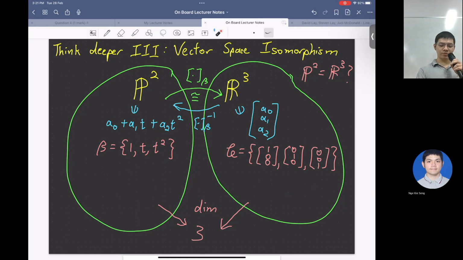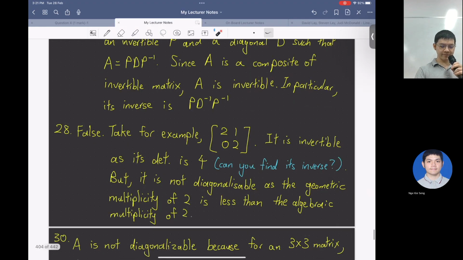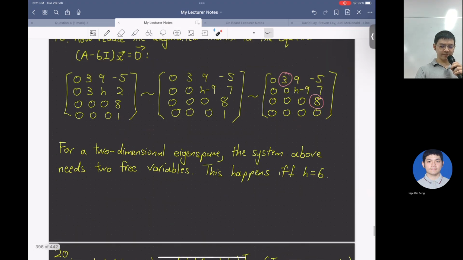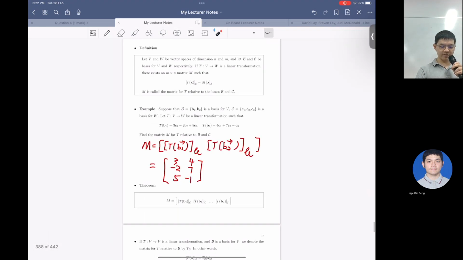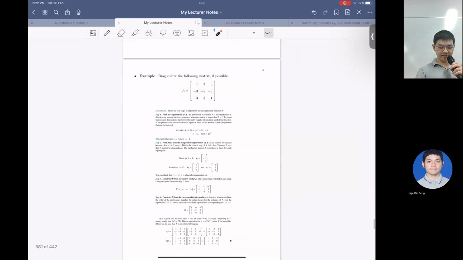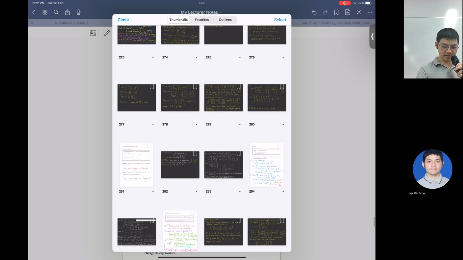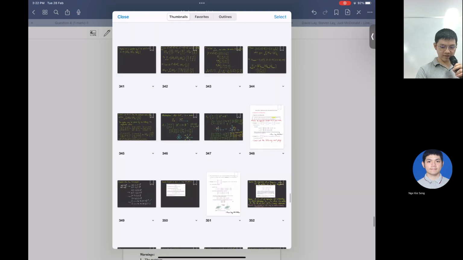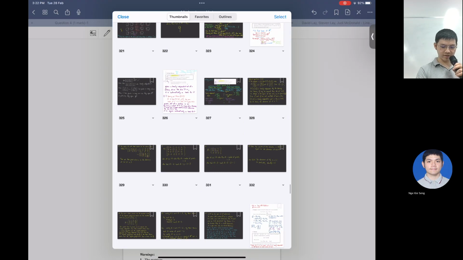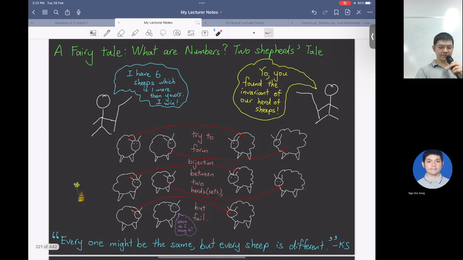This corresponds to the slide I put on Moodle. I'm not sure how many of you read the slide. Have you seen the slide where I drew a few ships? One might be the same, but every ship is different. So above 3, we can put 2 different vector spaces.